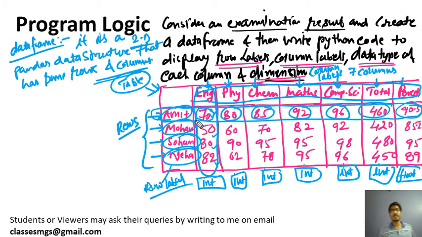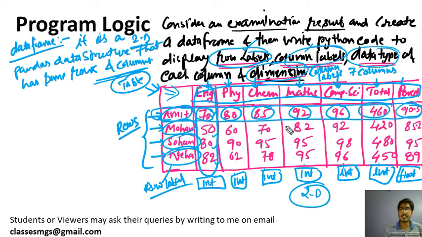So what is the asked question? Row label. What are the row labels? These are the row labels. The name by which we identify the row is the row label. The name of the column by which we identify the column is known as the column label. Data type is what? The type of data held by a particular column is known as its data type. Let's suppose the English column has integer values, so its data type will be integer. And what is the dimension? Dimension is the total dimension of this particular table. So it will always be a two-dimensional data structure.